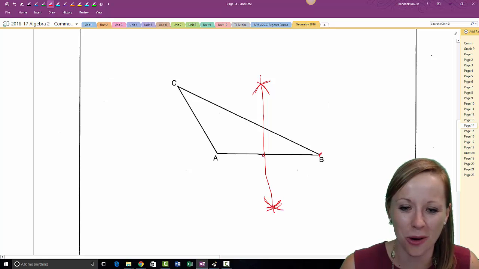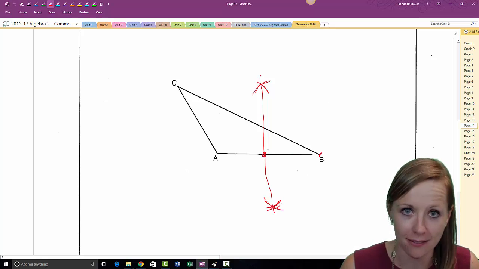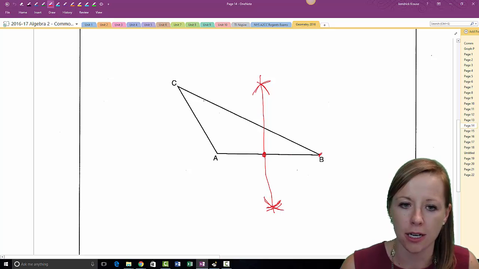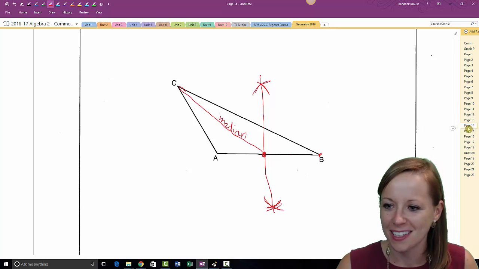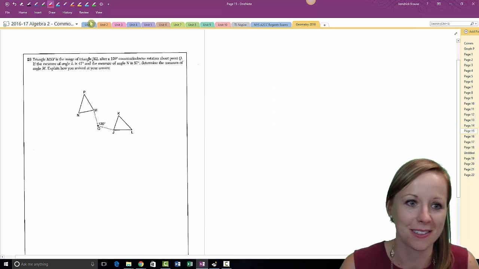And this is your midpoint, right? Because that's the perpendicular bisector. And then you would just connect that to C with your straight edge. And this is your median. Yeah? Looks good? Thanks. All right, moving on to the next question.